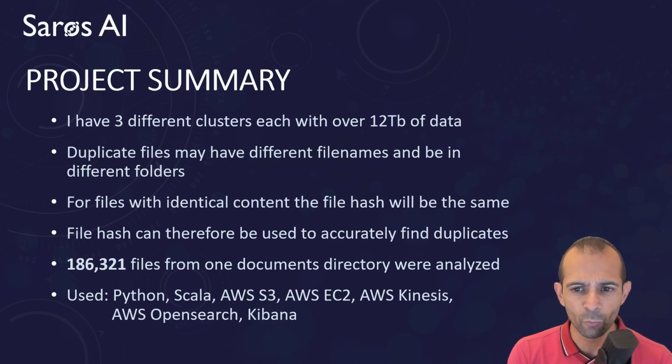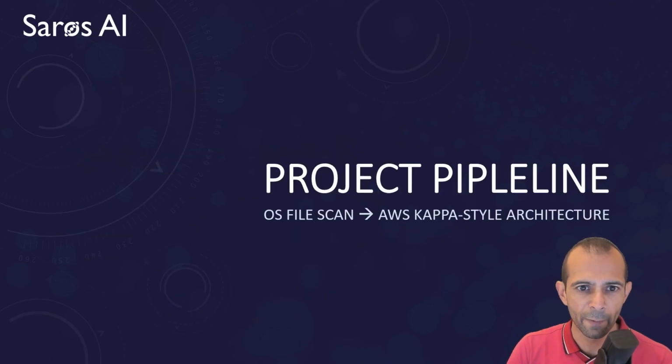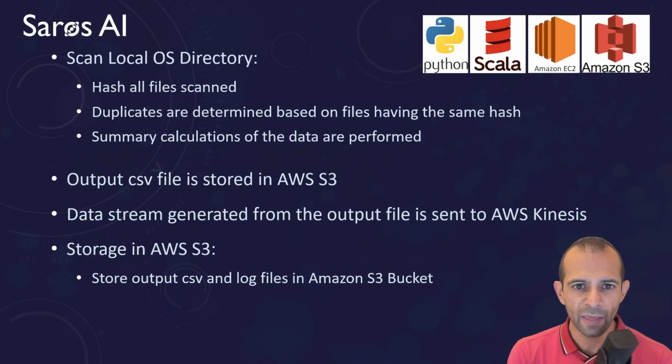I used a folder with 186,000 files in it. For my pipeline, I use Python, Scala, AWS S3, EC2, Kinesis, OpenSearch, and Kibana. First, I scanned the local OS directory, and once I had all the files scanned, I hashed each of those files, and then I performed some summary calculations on the data that I collected. The output data was sent to a CSV file, which was stored in S3 and also locally.